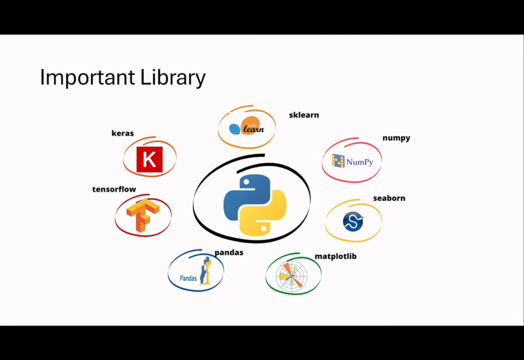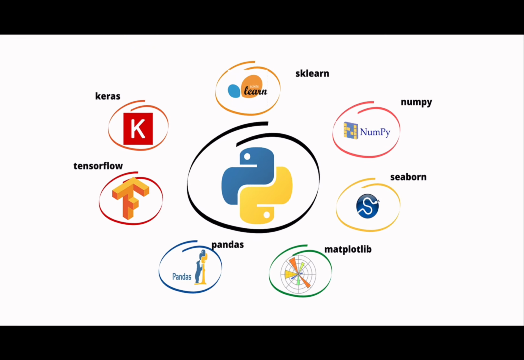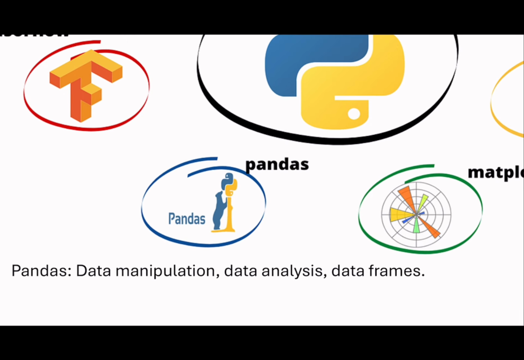Python for data science. Python is one of the best programming languages for data science. It has many libraries that make data analysis easier. Let's look at some important libraries in Python. First, Pandas. It helps with data manipulation and analysis. It is useful for working with data in tables called data frames.